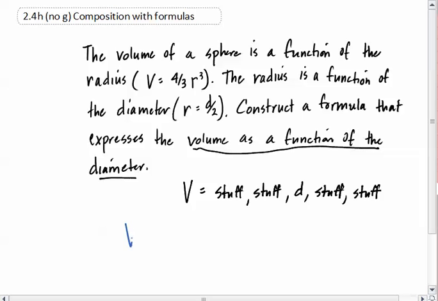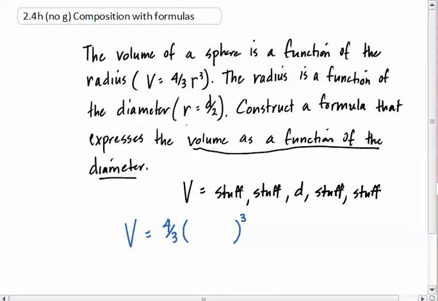So let's take a look. If I have the volume, right now, when I write it, it's a function of the radius. So I don't want the radius in there. I'm going to leave a big huge parentheses where the radius would be, and I'm going to put everything else about the formula around it. So there's my volume formula minus the radius part of it.